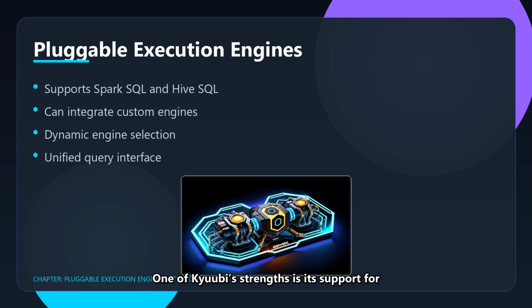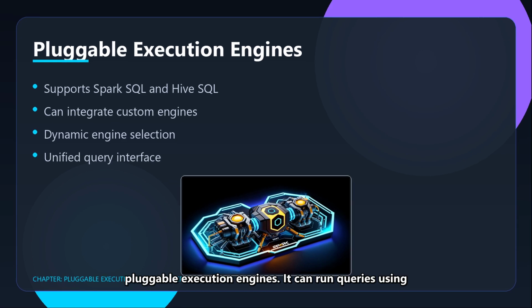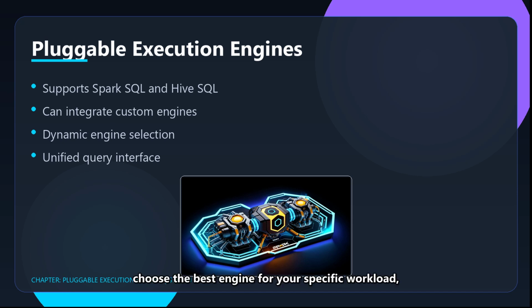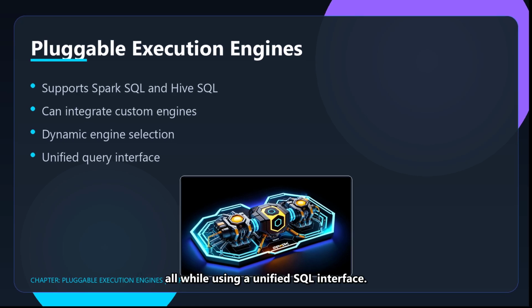One of Kyuubi's strengths is its support for pluggable execution engines. It can run queries using Spark SQL or Hive SQL, and even allows for custom engines. This flexibility means you can choose the best engine for your specific workload, all while using a unified SQL interface.